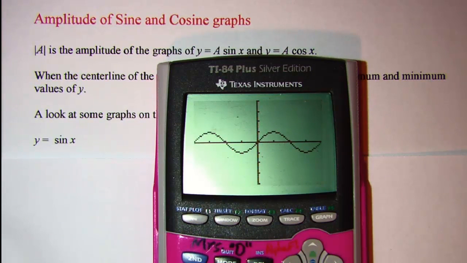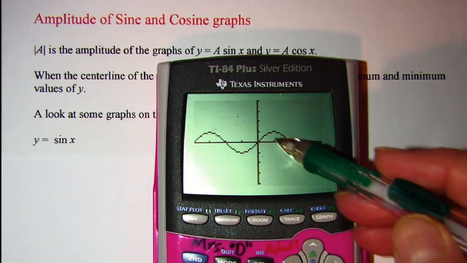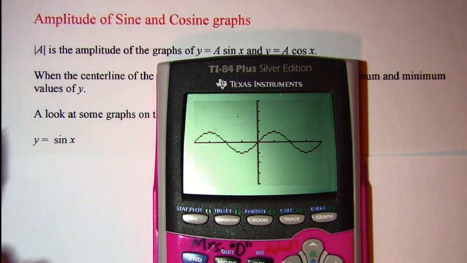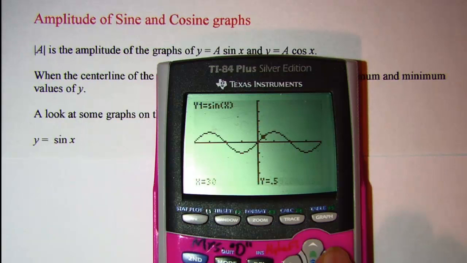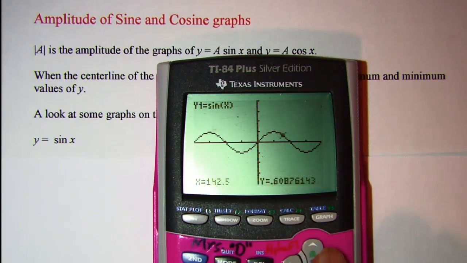Right here we see a sine curve. Notice that the maximum is 1 and the minimum is -1. That's because A is understood to be 1 here. Also, if we do a trace, we can see that the maximum occurs when x is equal to 90 degrees. I'm in degree mode right now. And then it hits the axis at 180 degrees, and then it hits the min at 270 degrees.